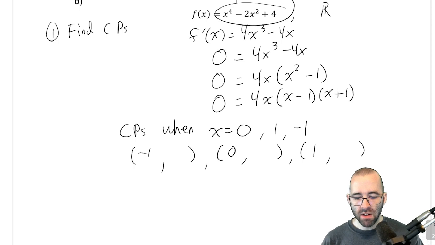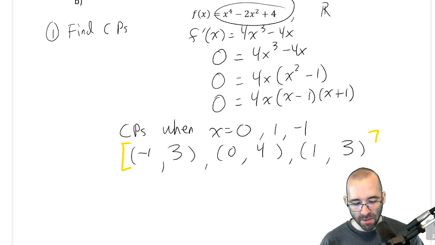You plug in -1. I can surely do this one in my head. We get 1, minus 2 is -1, plus 4. We get 3. Plug in 1, you get the same thing. 1 minus 2 is -1, plus 4 is 3. And then when you plug in 0, you get 4. These are going to be important.